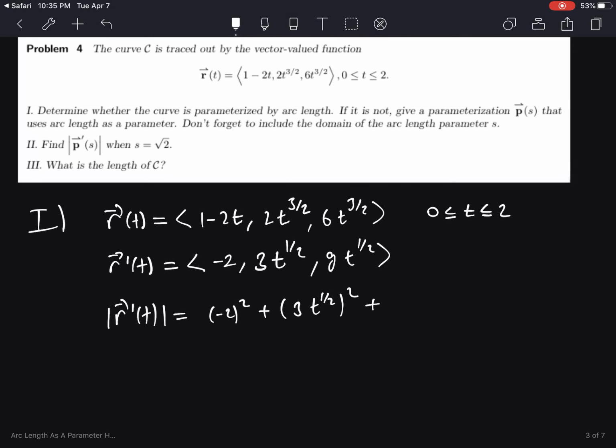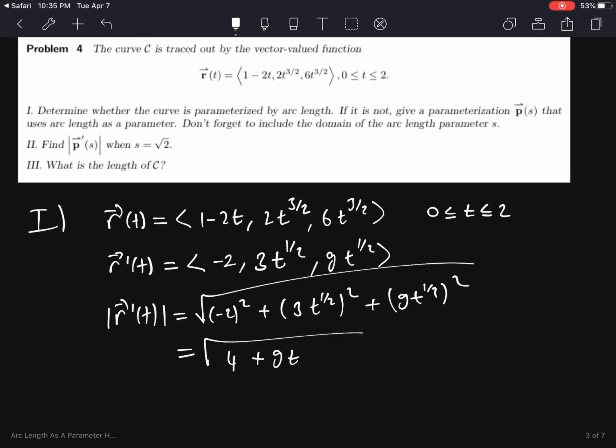Okay, and then we have the square of the third coordinate, and then we take the square root. If you do that, you will get 4 plus 9t, and then 81t, so this is going to be the square root of 4 plus 90t. As we see, this thing is not 1, so this is not 1 for all t. If it is not 1, it is not a unit speed curve. That means it is not parameterized by arc length.